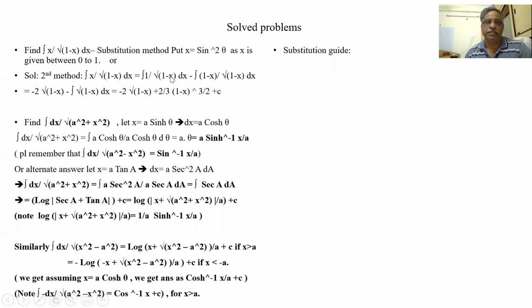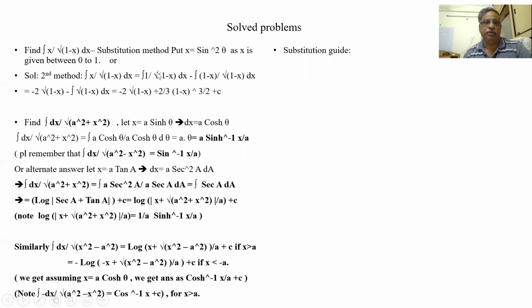So we can get it this way, or we can get it by putting x as sine square theta. By putting sine square theta, this becomes cos theta. X becomes sine square theta, integral sine square theta by cos theta. We can solve this problem accordingly. Let us see, this solution is shown in the textbook.